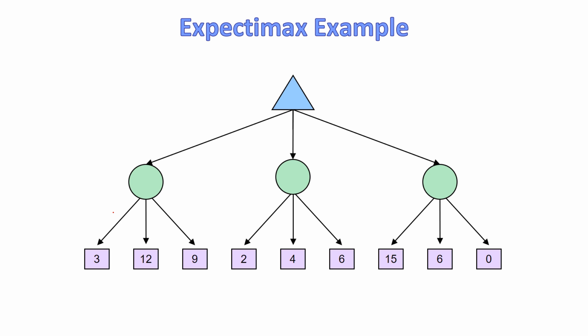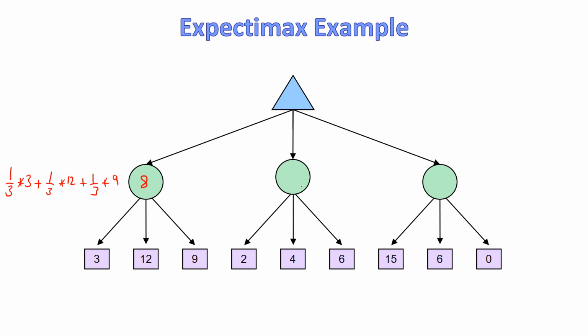Very good. So let's assume that since we don't get the probabilities, we have equal probabilities. So what will be the value of this node then? Tell me the expression. Yes, so 1 over 3 times 3 plus 1 over 3 times 12 plus 1 over 3 times 9. So this is like the average of them, right? So 3, 12, 9, the average of them is 8. So that's the value of this.